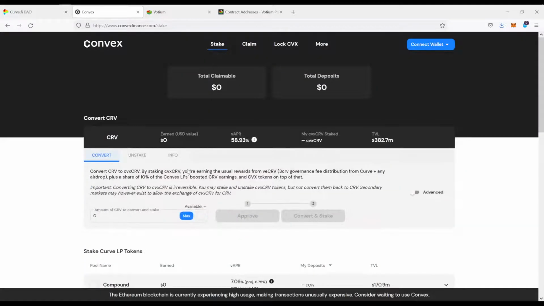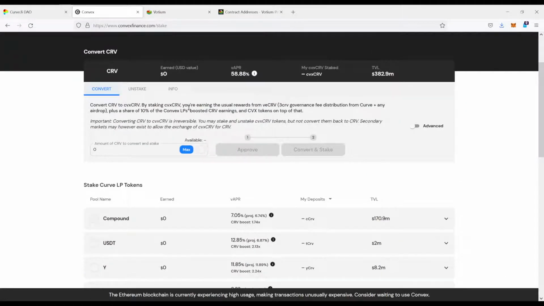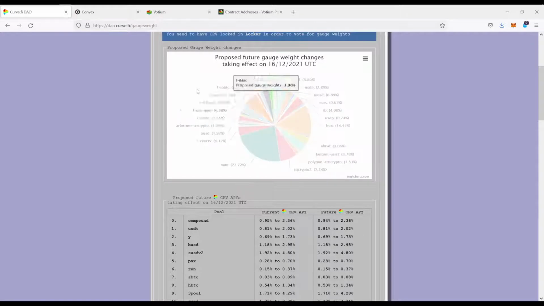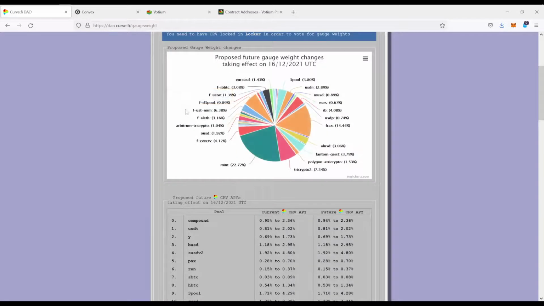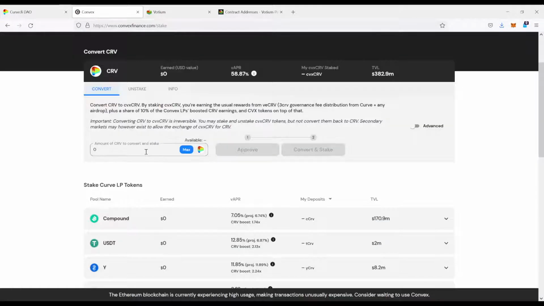Number two, this is the first really innovative addition on Convex, is that in order to take part in these votes, as I said before, you have to lock your tokens, and ideally you would lock it for 4 years to get the 1-to-1 ratio. But what you can do here is you can convert CRV to CVX CRV.